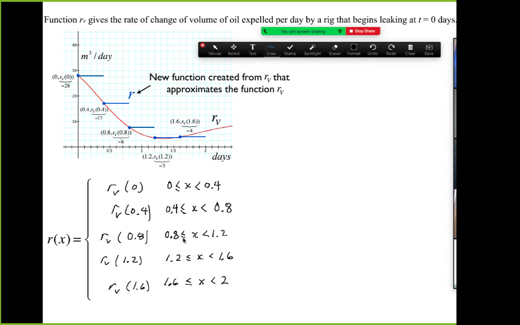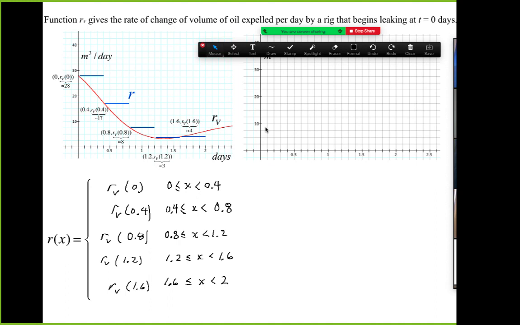Okay, so this is the blue function. This is now a definition for that approximate rate function, picking off the rate at the left side and letting it be the rate for the whole interval, all values of x. Make sense? Okay, so now from that we're going to build an approximate accumulation function, the net accumulation of oil spilled into the water, based on R. So how are we going to do that?